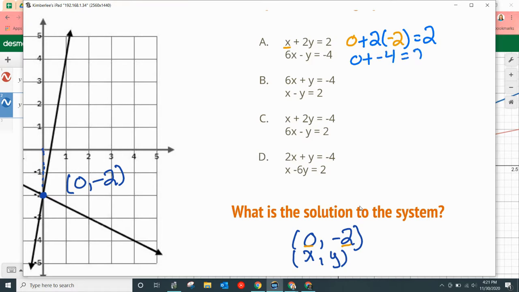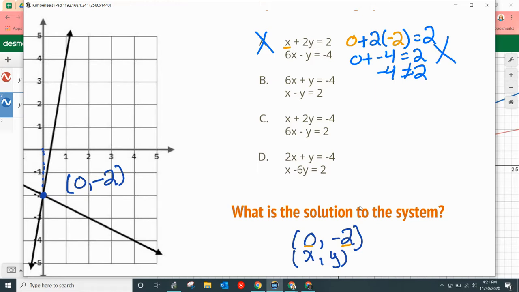Does that equal 2? No, it does not. So A cannot be the right answer. 0 plus negative 4 is negative 4, which does not equal 2. So that can't be the answer. That can't be the system. So I'm going to move on. I get to go all the way to B now.